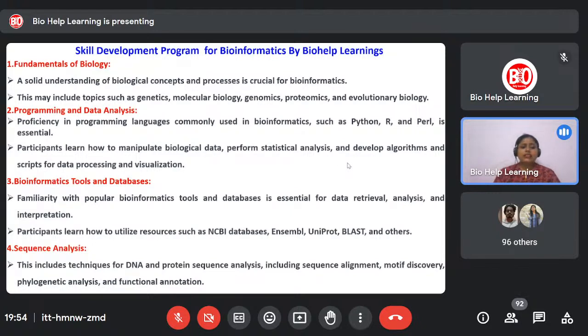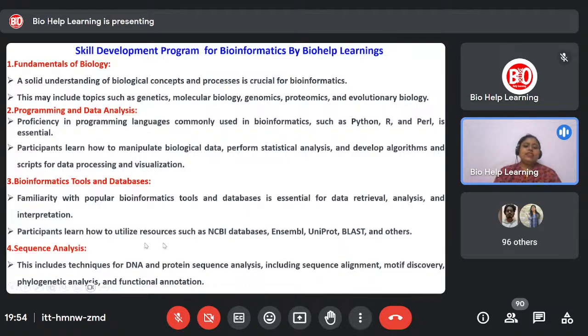Third one is bioinformatics tools and software, databases. Everyone knows the terms bioinformatics tools and databases, but they don't know which one to use, where to use it, and how to use it. So here we help you with how to use these kinds of databases for your work: NCBI databases, Ensembl, UniProt, BLAST, and others. This can be very useful for you all during NGS data analysis.